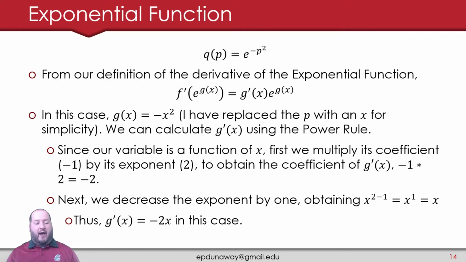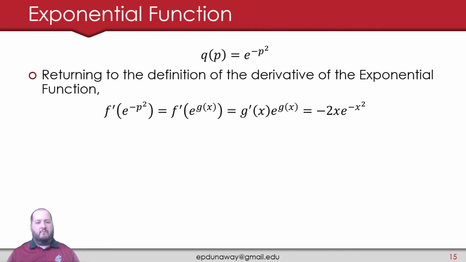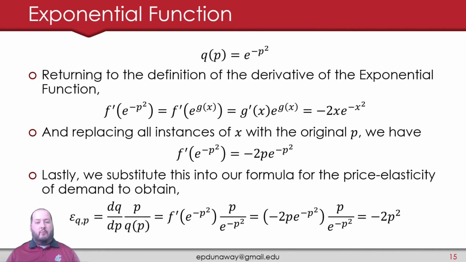Now, I can go back and I can calculate the derivative of my function by plugging in all of that information. So f prime of e to the negative p squared power is going to be equal to g prime of x times e to the g of x power, or negative 2x times e to the negative x squared. That's it. Just plug in that derivative and the original function as well. And to make this easier, let's go back from using x's back to p's. So I just replaced every instance of x with a p. And I get my derivative of that function is negative 2p times e to the negative p squared power, which lets me go back now, put it back into my formula for price elasticity of demand.